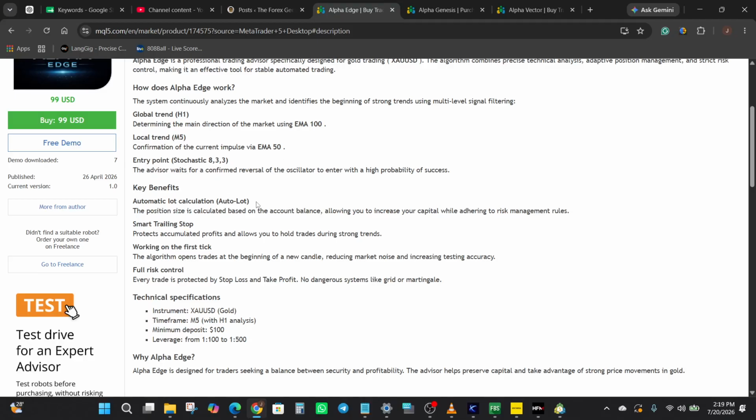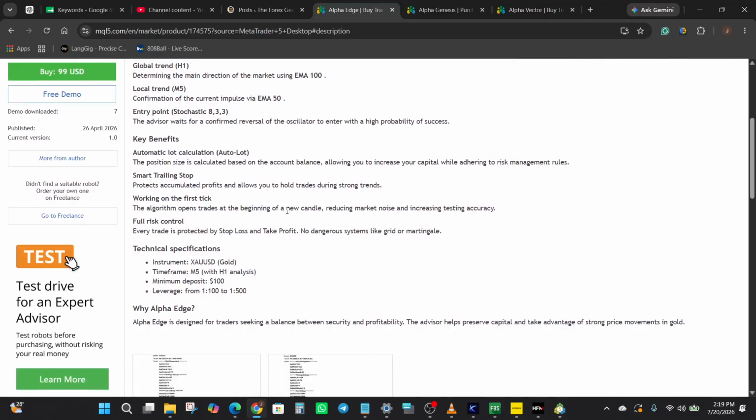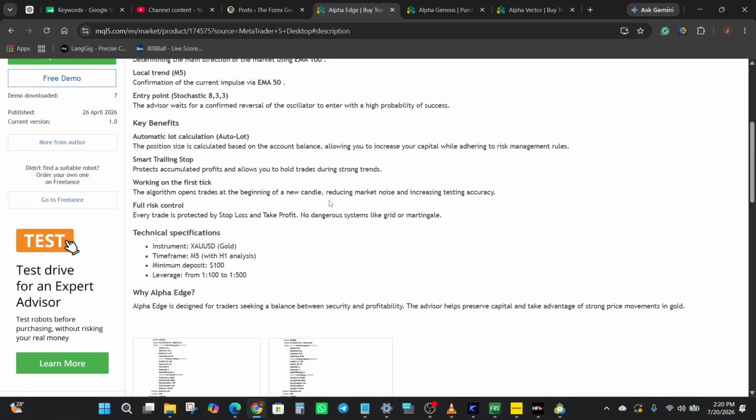Okay, so this layered confirmation process is designed to reduce false signals by requiring agreement between trend and momentum before a trade is executed. Now, while no strategy can eliminate losing trades, combining multiple filters often results in fewer but potentially higher quality trading opportunities. Now, one interesting feature mentioned by the developer is that the EA is designed to execute trades on the first tick of a new candle.